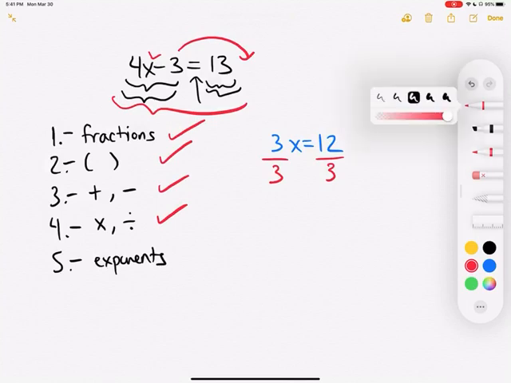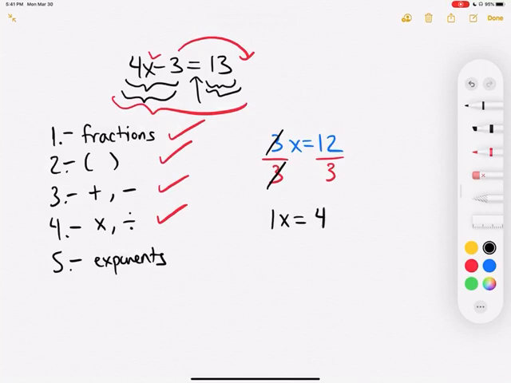Now, when you divide a number by itself, by the same number, like in this case, I have a 3 divided by 3, we say that they cancel out. They don't really cancel out, but we're just going to say that they cancel out, they become a 1. So 3 divided by 3 becomes 1x equals, that's the left side. And then the right side, we also have to do that division, right? 12 divided by 3, that's going to be 4.